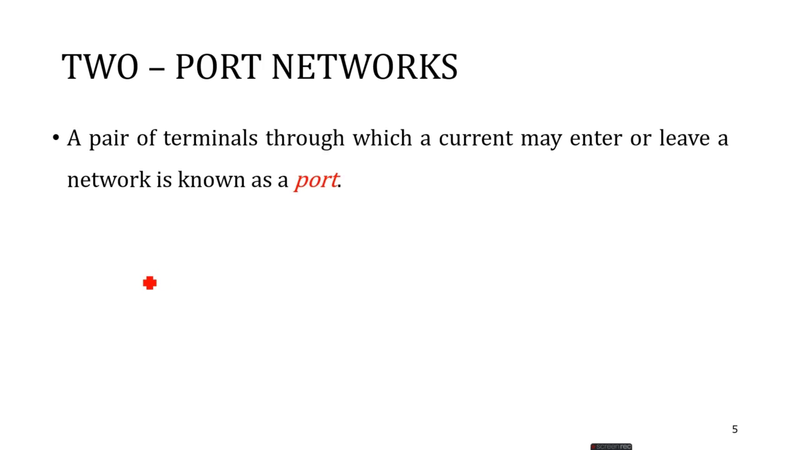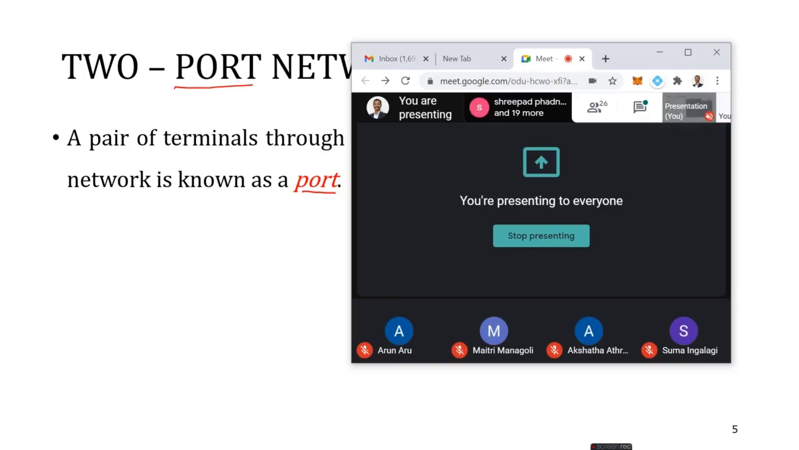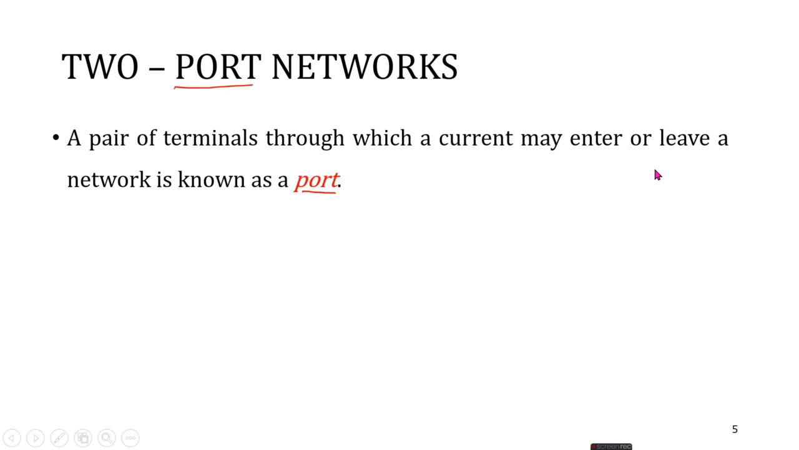Let us see what we mean by two-port networks. Before that, let us see what we mean by a port. A pair of terminals through which a current may enter or leave a network is known as a port. It is a pair of terminals. Port means there we find 2 terminals. Keep the point in your mind: a pair means 2, so there are 2 terminals in one port.